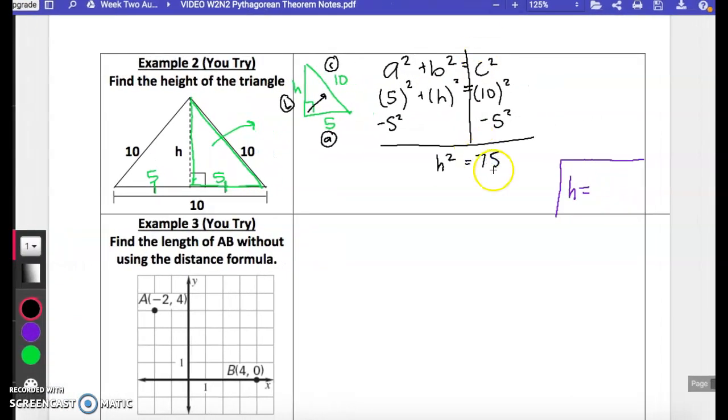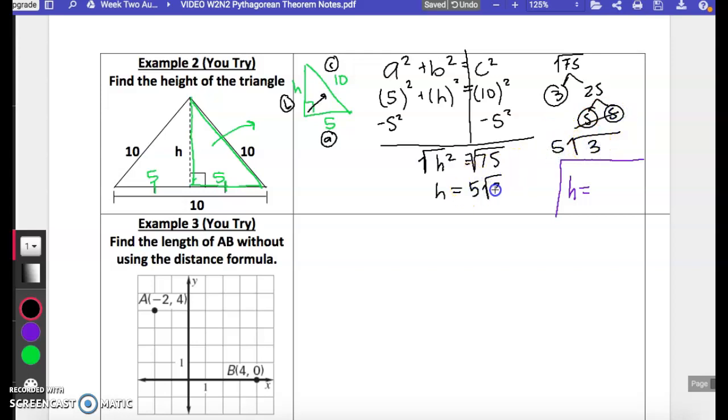75 is not my answer. 75 would not make sense because the hypotenuse is 10. h has to be smaller than 10 so that the hypotenuse can remain the largest side. I need to take the radical of both sides of the equation. We're left with h equals radical 75, let's break that down. I always think of quarters. We have 3 quarters, 3 times 25, and 25 is 5 times 5. So altogether that would be 5 on the outside, 3 on the inside, 5 radical 3 is our answer.